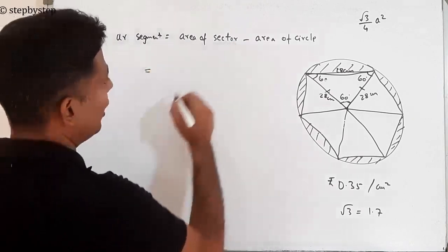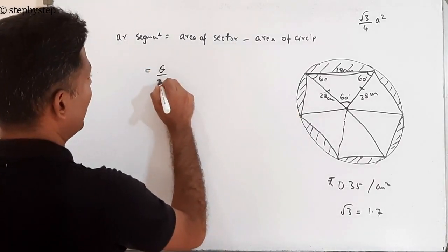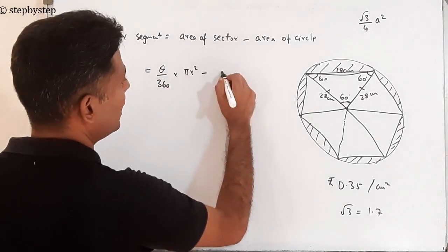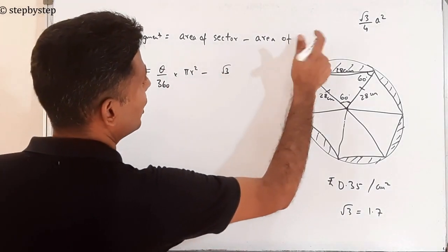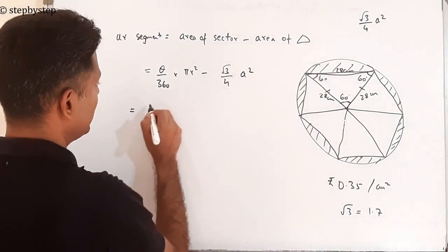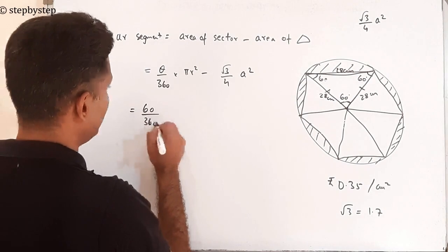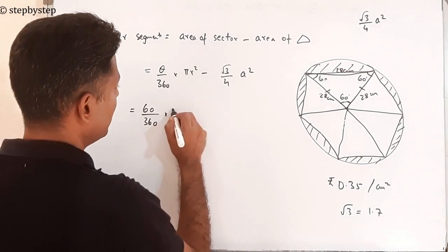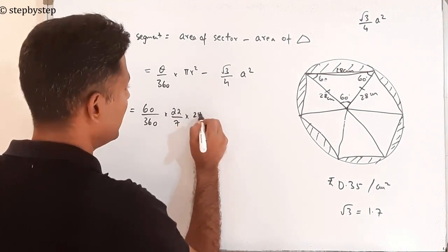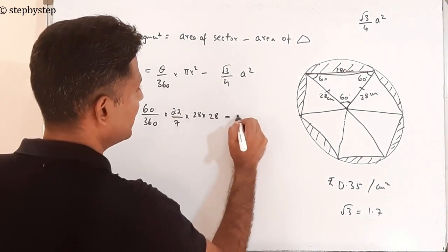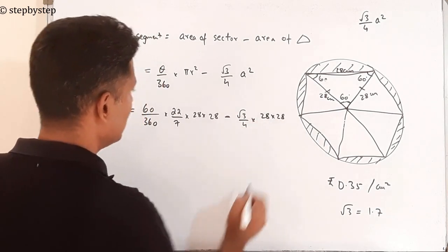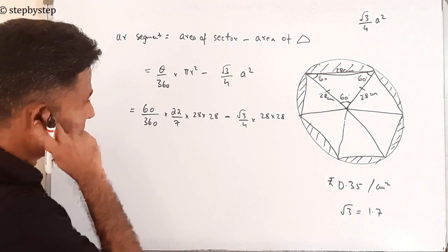Alright. So now the area of the segment is theta by 360 into pi r square minus the area of the triangle, which is root 3 by 4 a square. So theta we know is 60 by 360 into pi, I'll take it as 22 by 7 into r square, that is 28 into 28, minus root 3 by 4 into a square, that is 28 into 28.